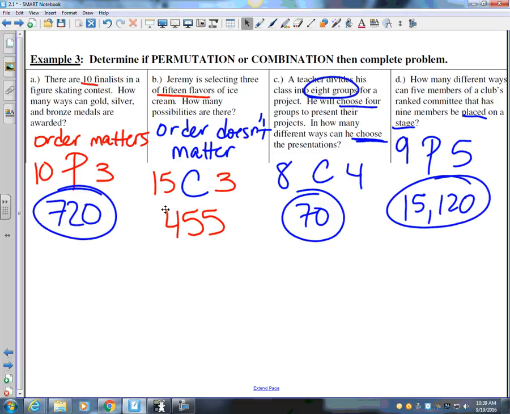Okay, before we go on to the next one, let me point out something real quick. None of these had repetitions in them. You can't pick the same person to win gold and silver. This one, he couldn't pick the same flavor twice, the way the problem was worded. This one, you wouldn't choose the same group to present twice. This one, you can't have one person sit in 2 seats on the stage. Okay, so none of these had repetition.